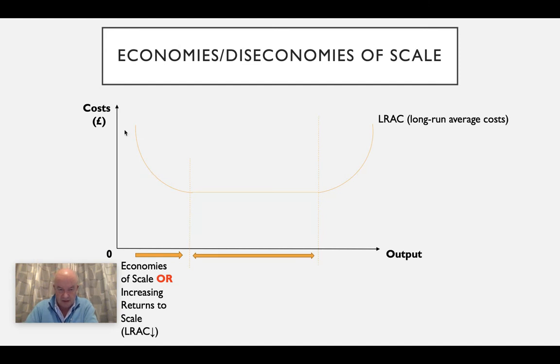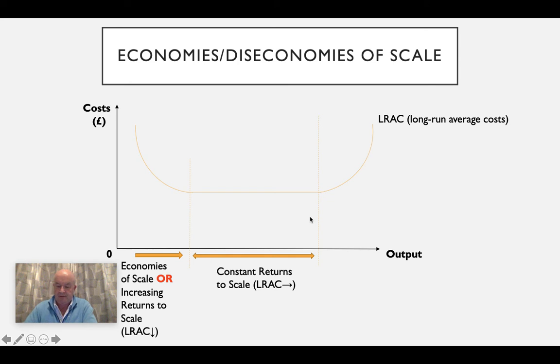Now, at this point here, where our graph has bottomed out and become constant, we've got something which is known as constant returns to scale. During this amount of output, we basically have the same levels of return to scale. So we're not adding extra long run average cost. Anywhere in this area, we're getting what's known as constant returns to scale.